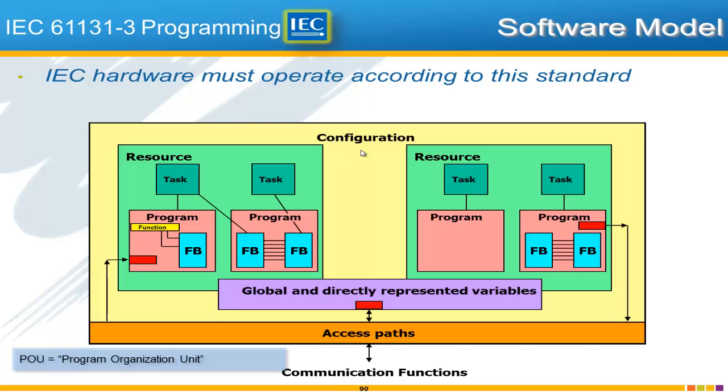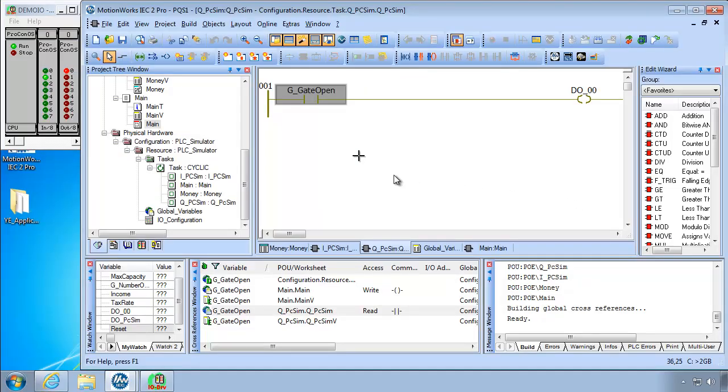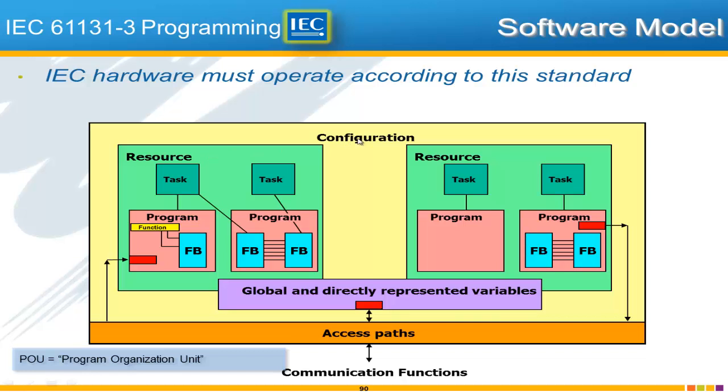Let's flip back over real quick so we can relate this to what we've already seen. So here we can see in our project, under physical hardware, we have a configuration, and within that, a resource, within the resource tasks, and within the task list, different tasks with programs running in them. So let's flip back to the presentation. We see these same terms just displayed in a different graphical way here.